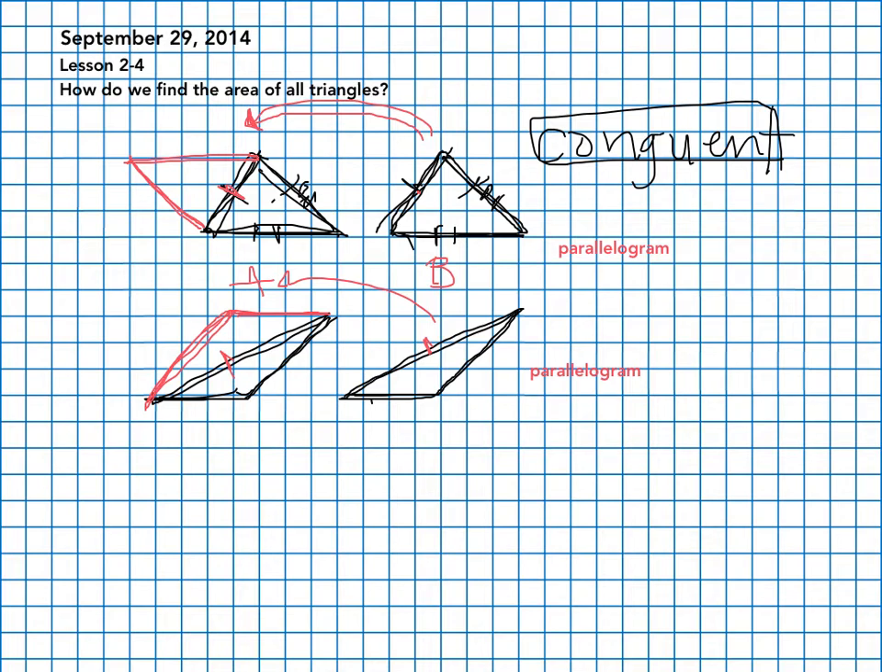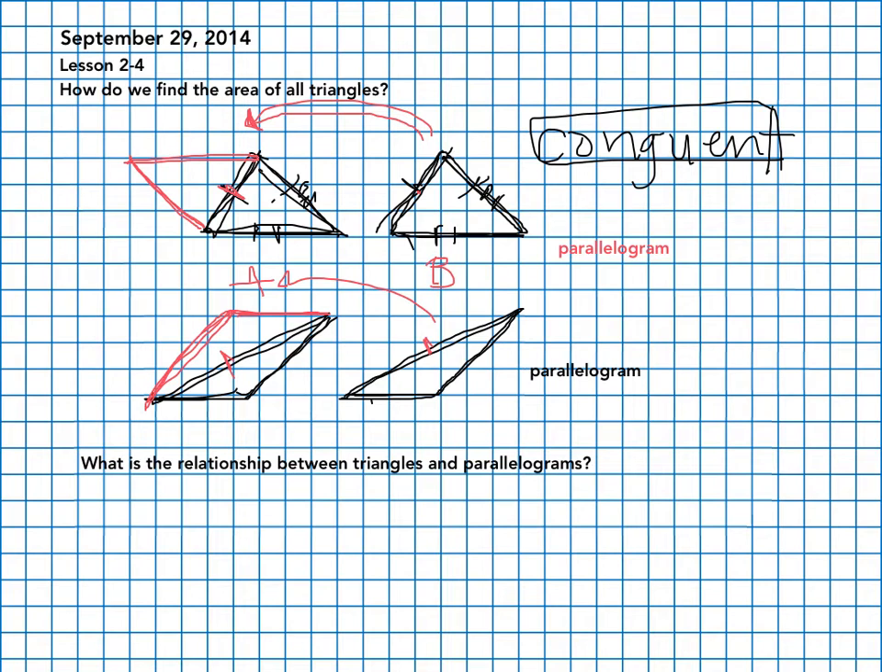So the question then becomes, what is the relationship between triangles and parallelograms? I want you to think about what's the relationship between a triangle and a parallelogram. If you're working with someone, talk about that, and if not, just pause and think, how are these two, triangle and parallelogram, related?